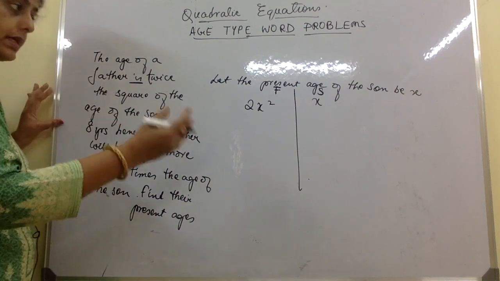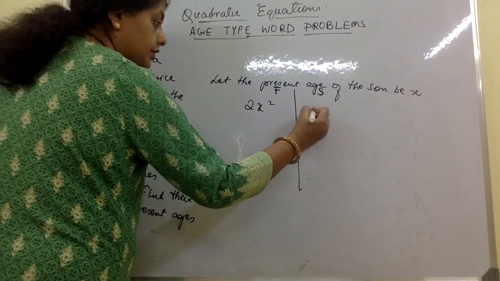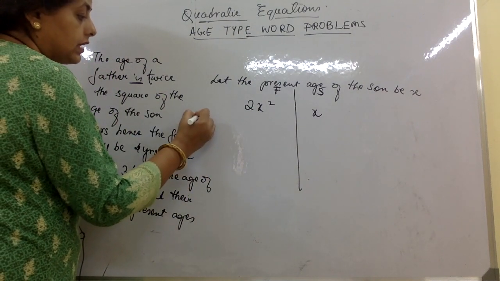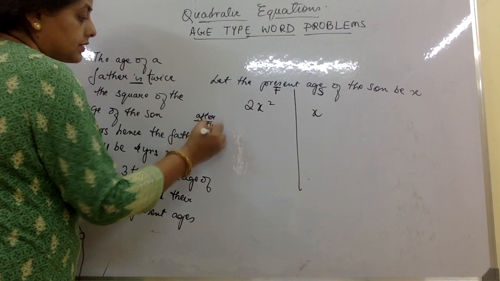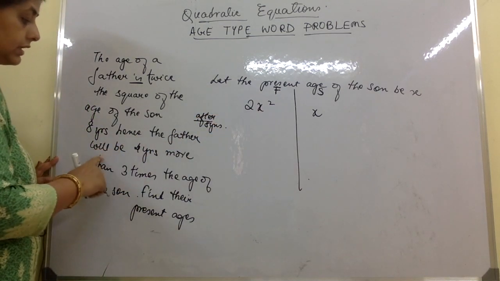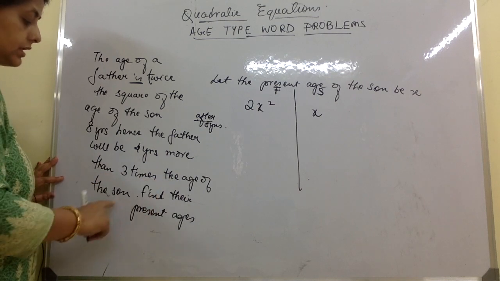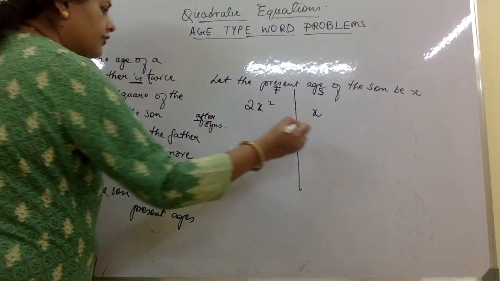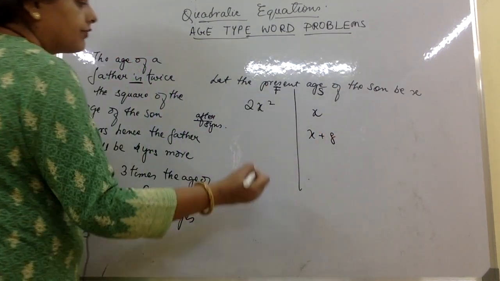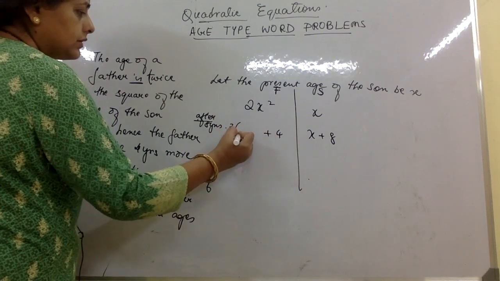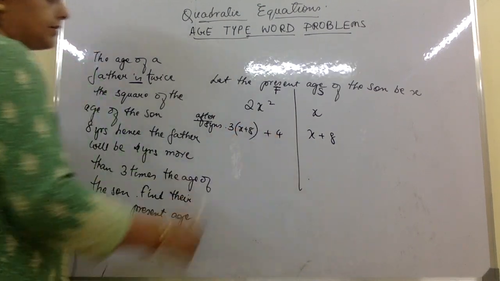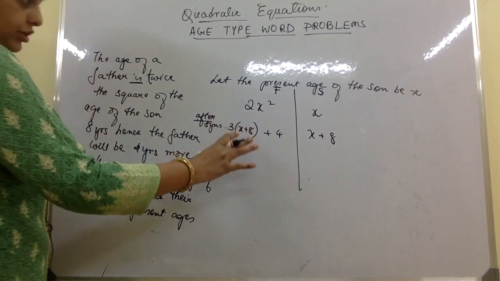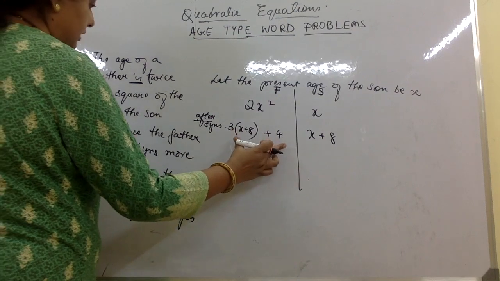Okay, 8 years hence, after 8 years, okay, I'll write it here, after 8 years, what is the picture? The father will be 4 years more than 3 times the age of the son. Okay, so after 8 years, son is naturally this much. Father will be 4 years more than 3 times the age of the son then. Okay, now this is my equation. This is my expression for the father's age.